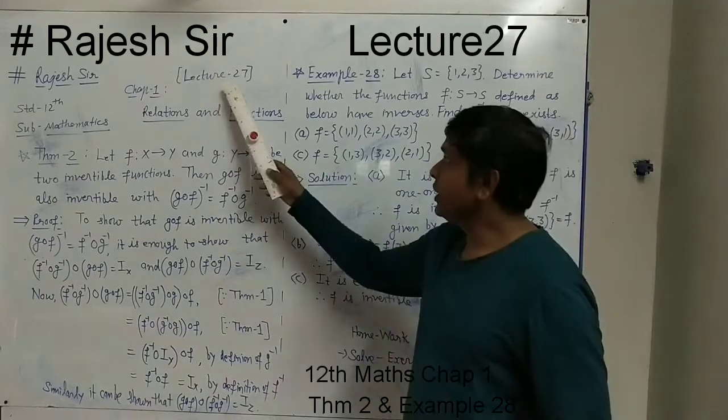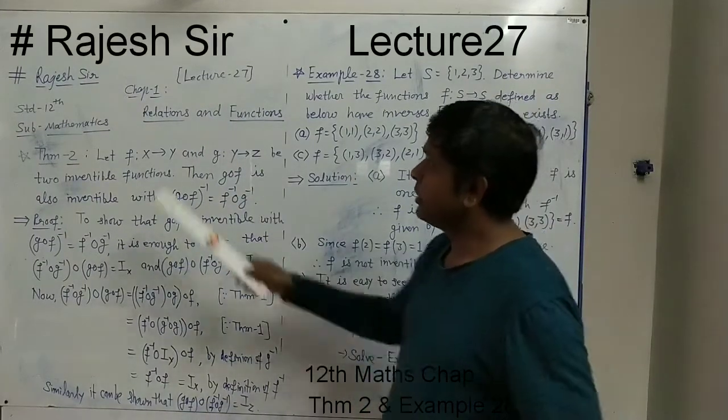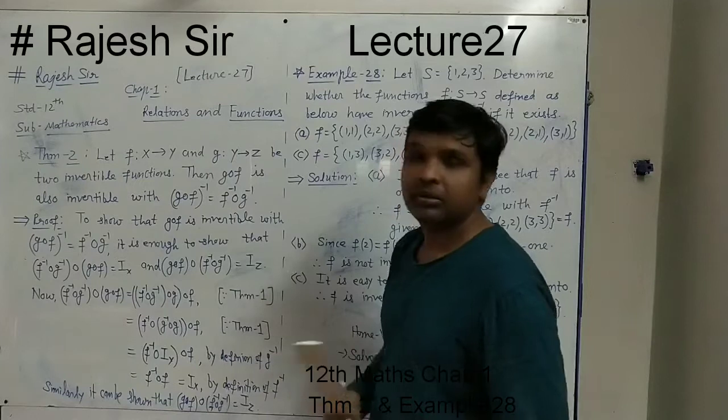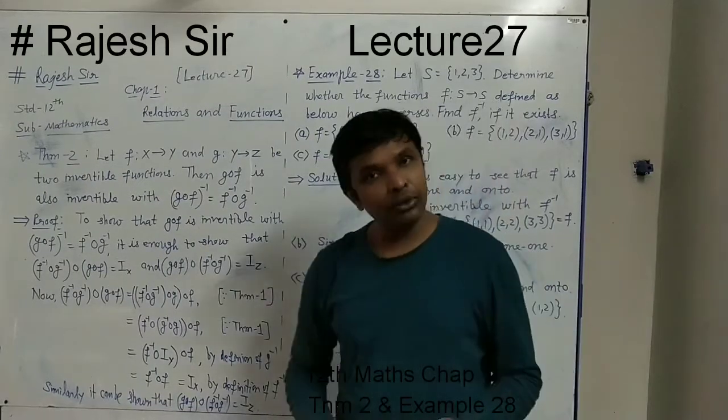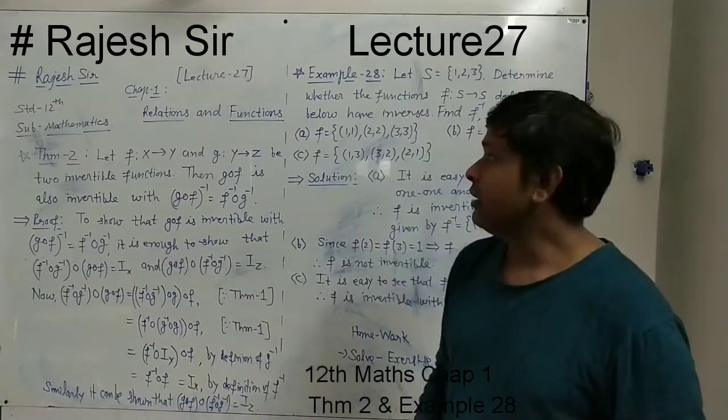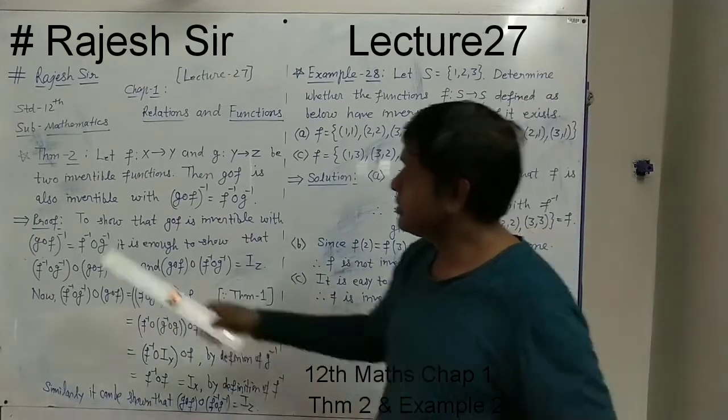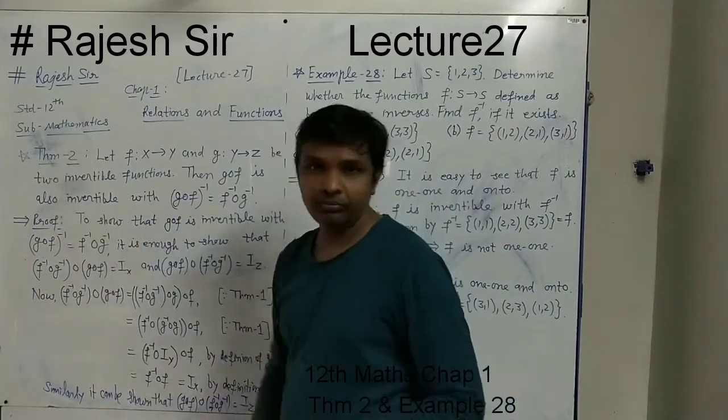Here we are in lecture 27 now, and the chapter 1 Relations and Functions. Before this we have seen example 27. Now what we have next is theorem 2.